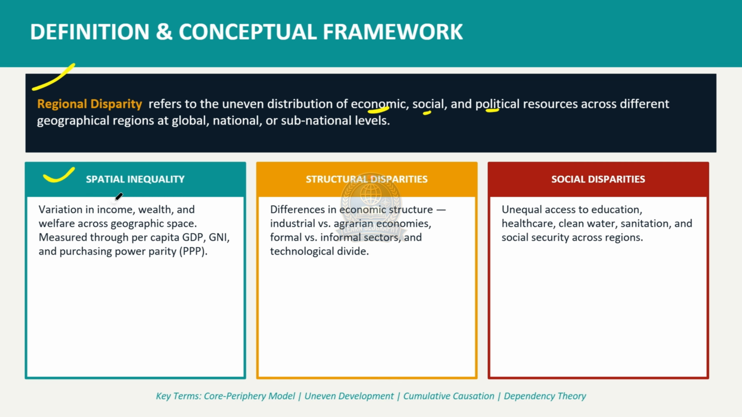purchasing power parity (PPP). Structural disparities are differences in economic structure: industrial versus agrarian economies, formal versus informal sectors, and the technological divide. Social disparities are unequal access to education, healthcare, clean water, sanitation, and social security across regions. Okay, spatial inequality, structural disparities, and social disparities. Key terms: core-periphery model, uneven development, cumulative causation, and dependency theory.